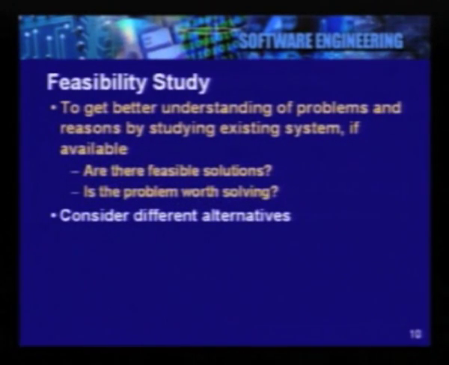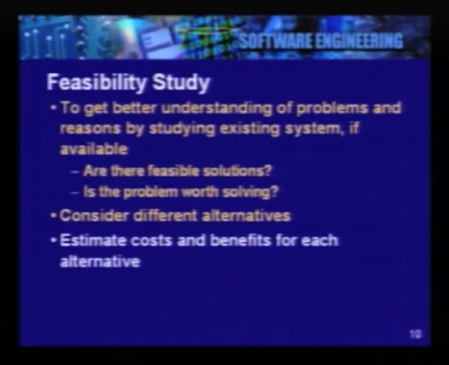We do consider different alternatives here. Given a problem, there may be many ways by which we can address it, and these alternatives may have different costs and benefits. So, we need to estimate and analyze these. The idea is that you do not present to the user a single option. You may give him different options which may have different benefits and different costs, and you leave it to the user to decide which is the best alternative.